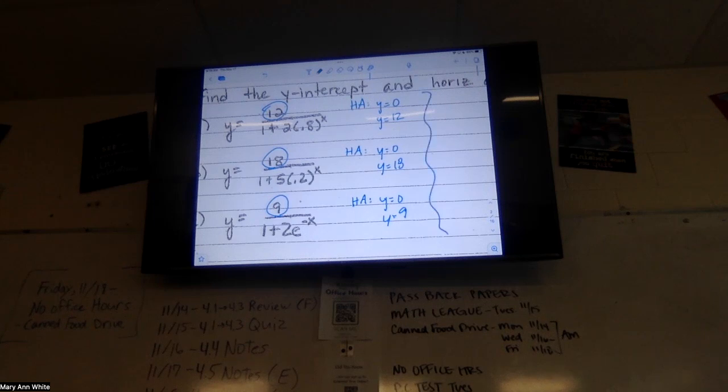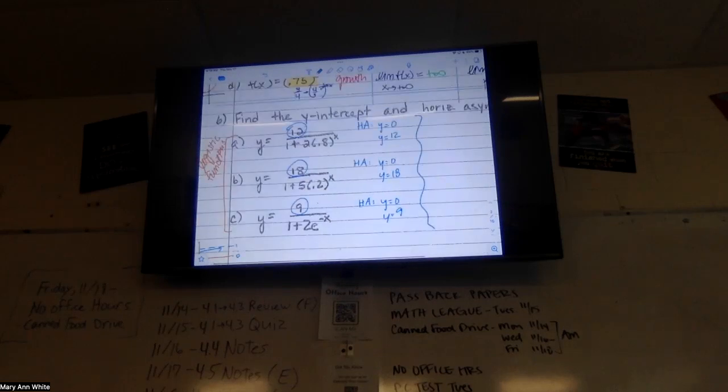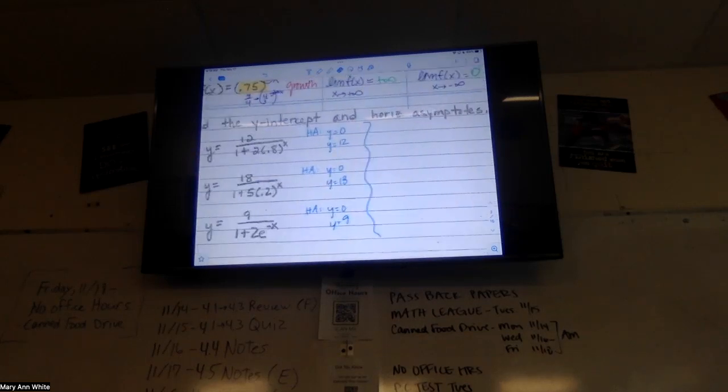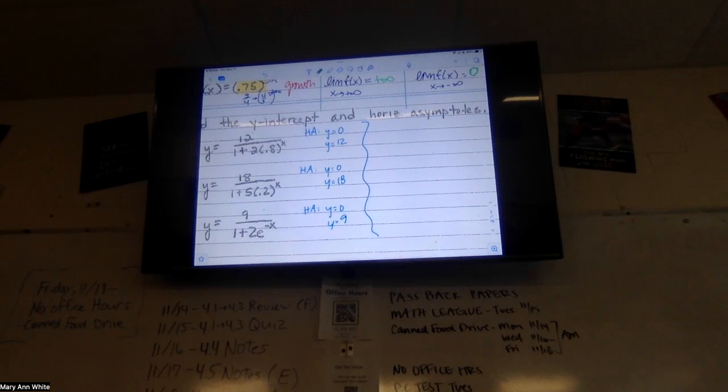Now I'm going to do my y-intercepts. How would I find a y-intercept? Put 0 in for all my x's. So I'm going to put 0 in for all of my x's. I've got y equals 12 over 1 plus 2 times 0.8 raised to the 0. Oh, should I get my calculator out to do 0.8 to the 0? No, what is that? 1. 2 times 1 is just 2, so this is like 12 over 3, which is 4.